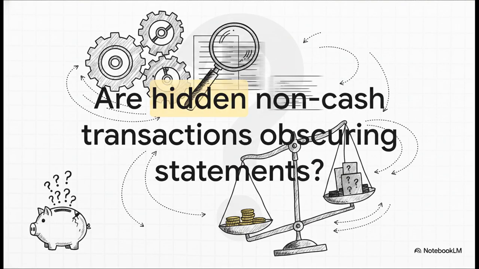All right, with that out of the way, I want to kick things off with a pretty fundamental question for you. Are hidden non-cash transactions obscuring your financial statements? It's so easy to just assume that if a balance sheet balances, everything is perfectly fine and transparent. But as we're going to see in just a minute, the way data gets aggregated and classified can actually hide some massive realities about a company's actual cash flow.